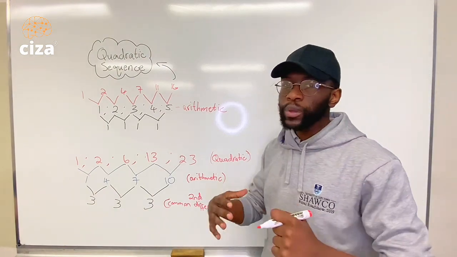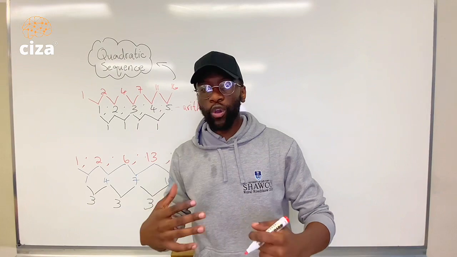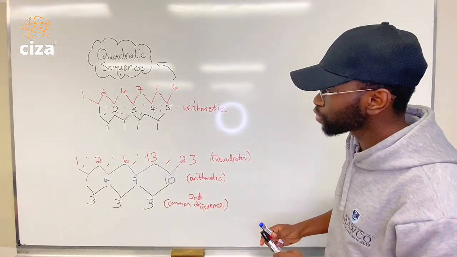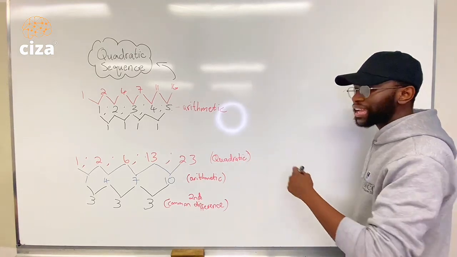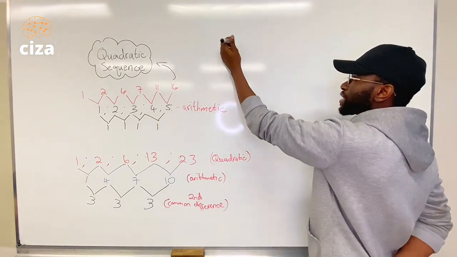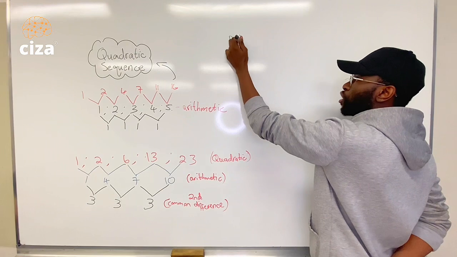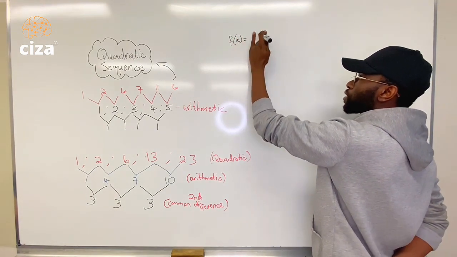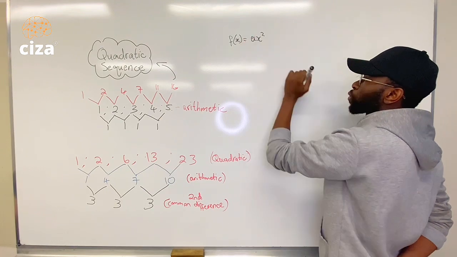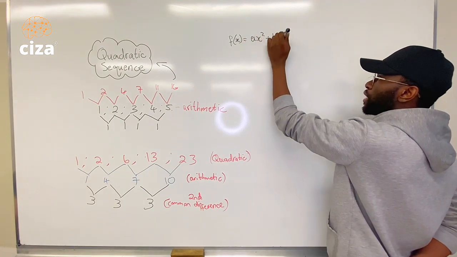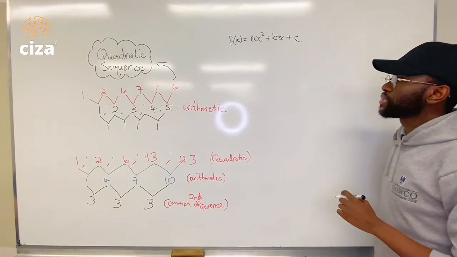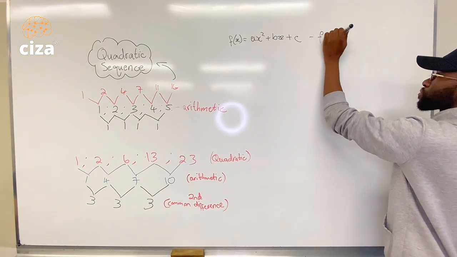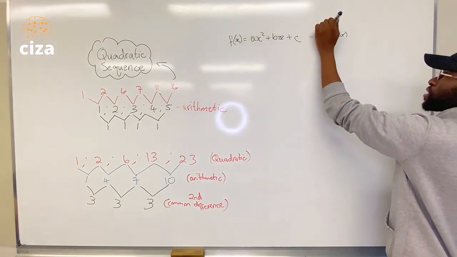Now, what do we mean by quadratic? When you go back to functions, you remember that to draw a quadratic graph, a quadratic function, your f of x will be given by ax squared plus bx plus c. This is a quadratic function.